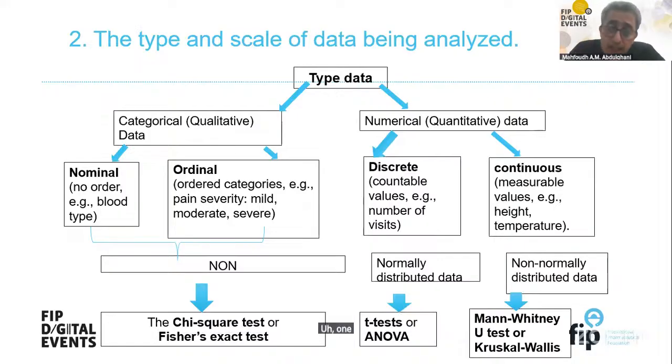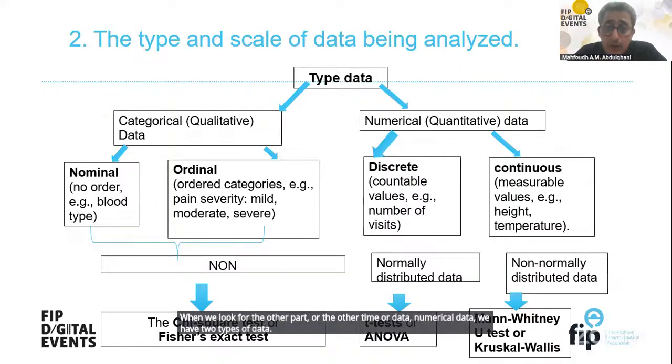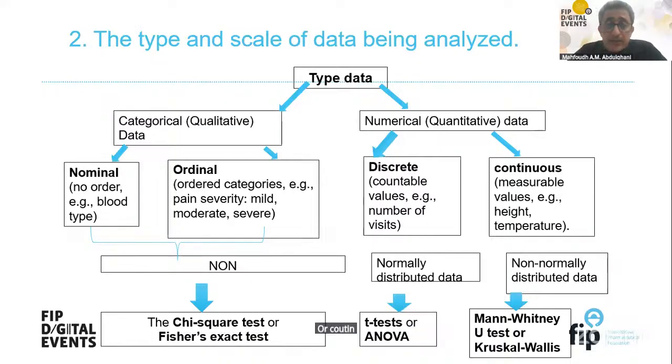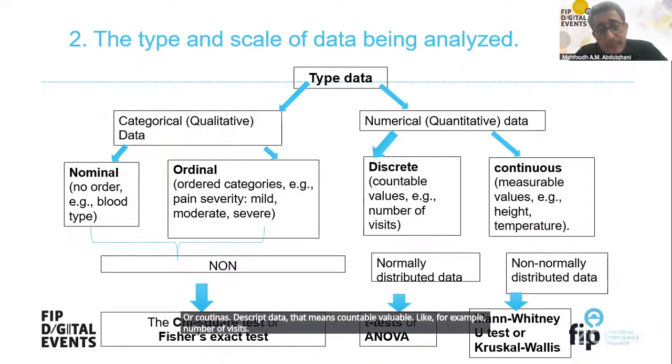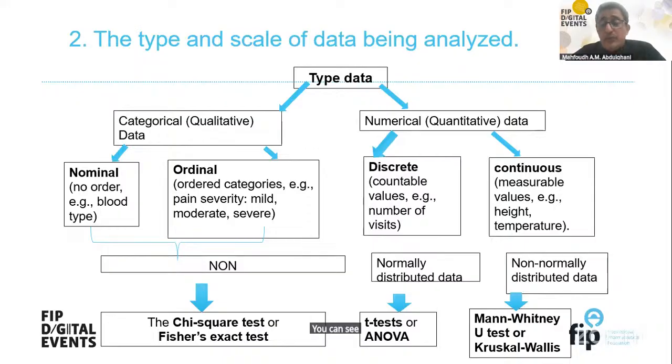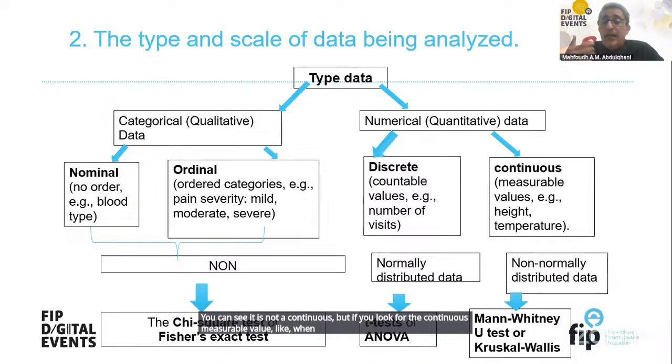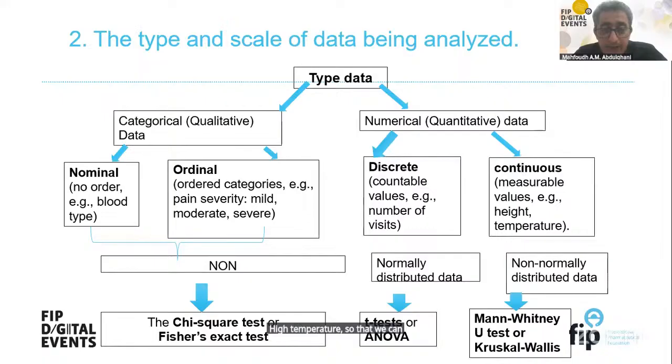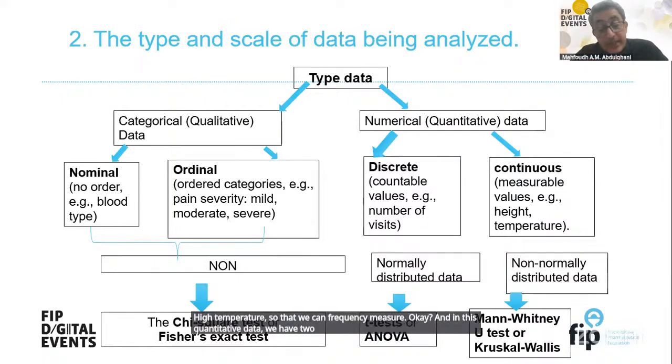When we look at the other type of data, numerical data, we have two types: discrete or continuous. Discrete data means a countable variable, for example, number of visits, which is not continuous. But continuous is a measurable value, like body temperature, so that we can measure frequency. And in this quantitative data, two types of data can be generated.